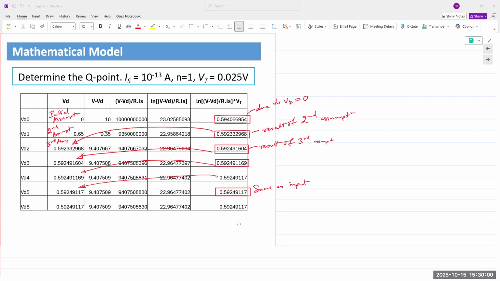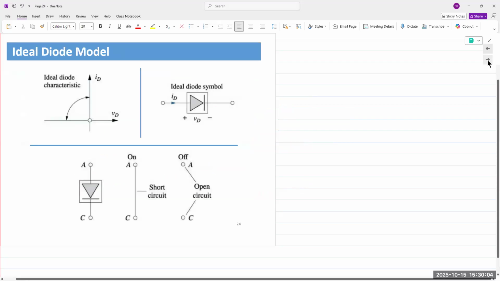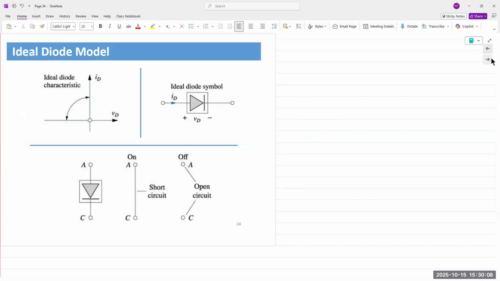Okay. Mathematical model. All right. Somebody on Zoom, please send a test message on the chat. Thank you.